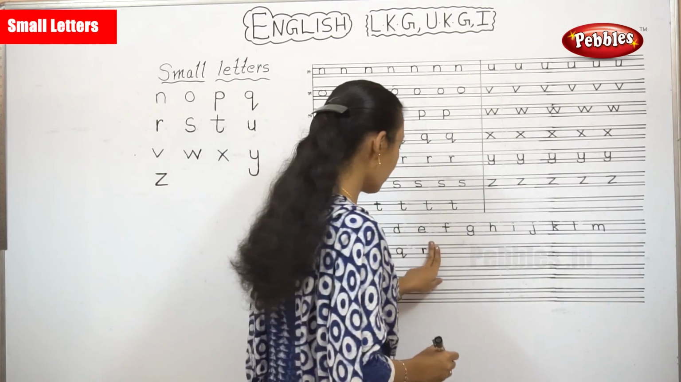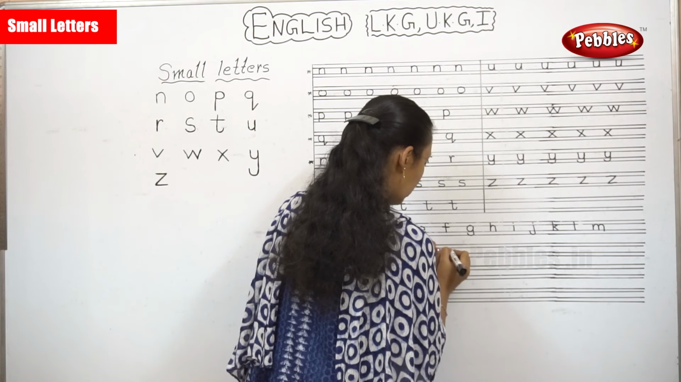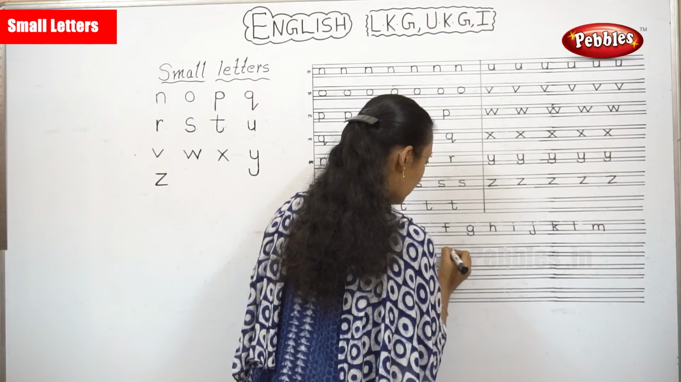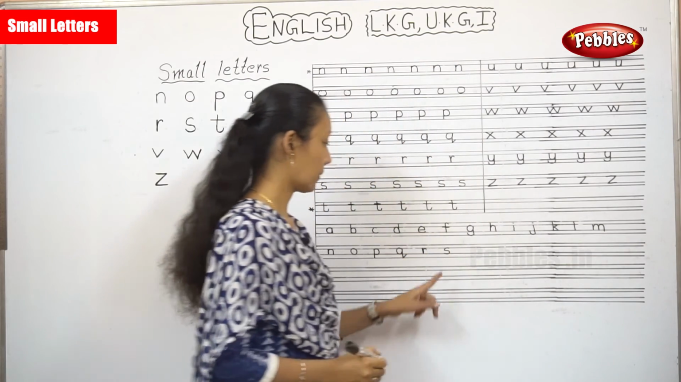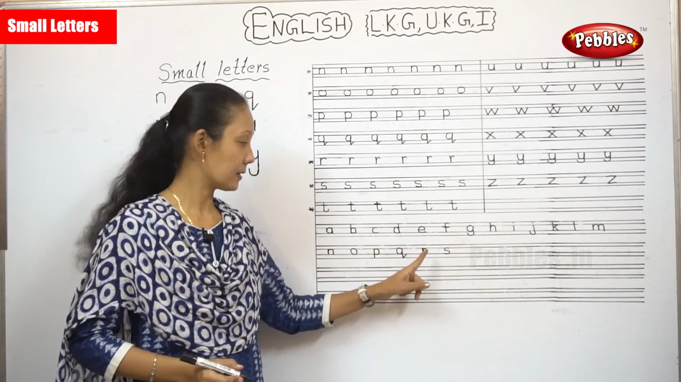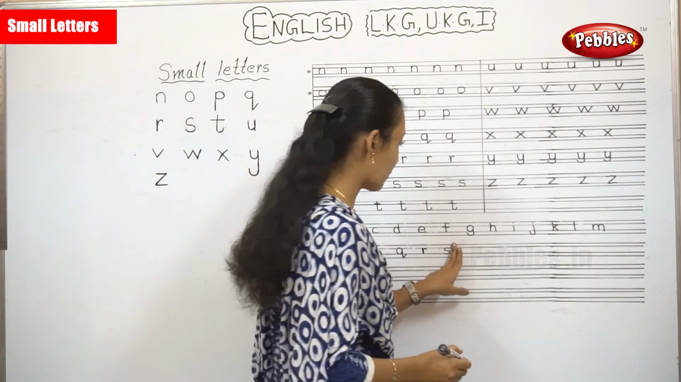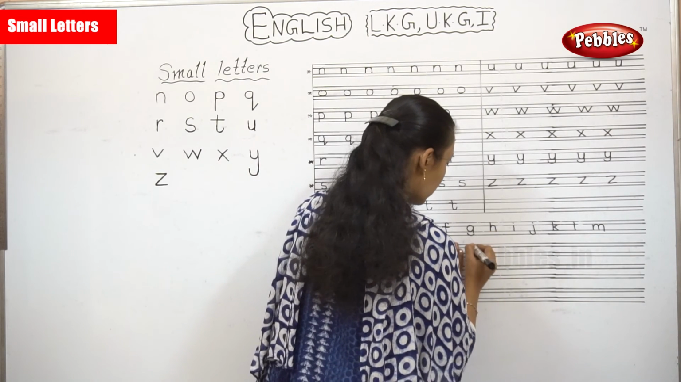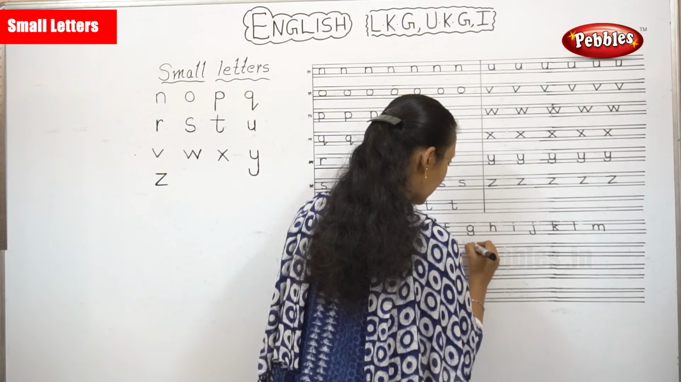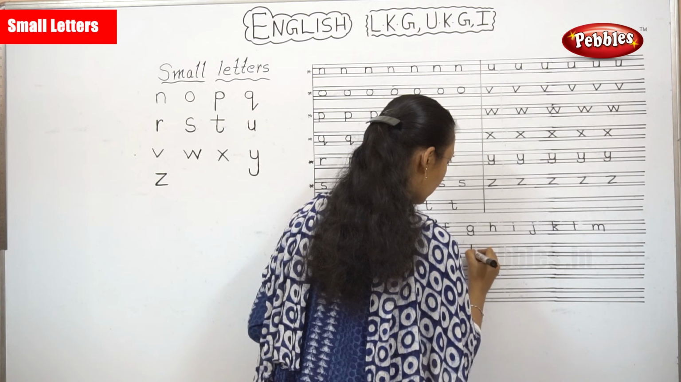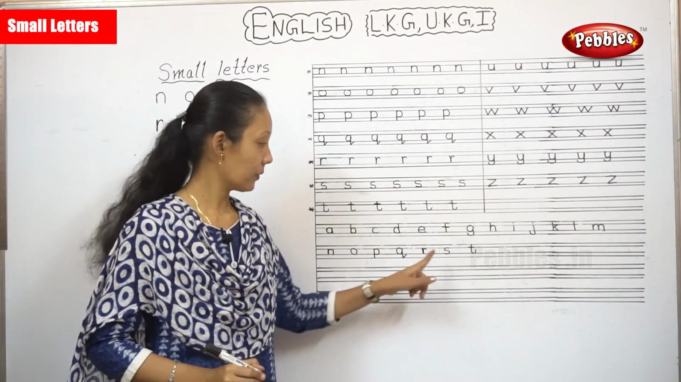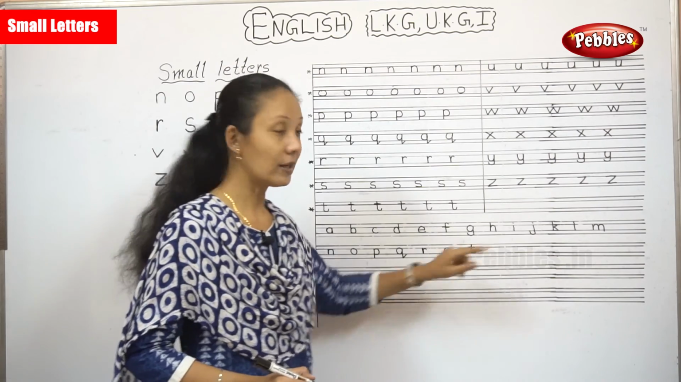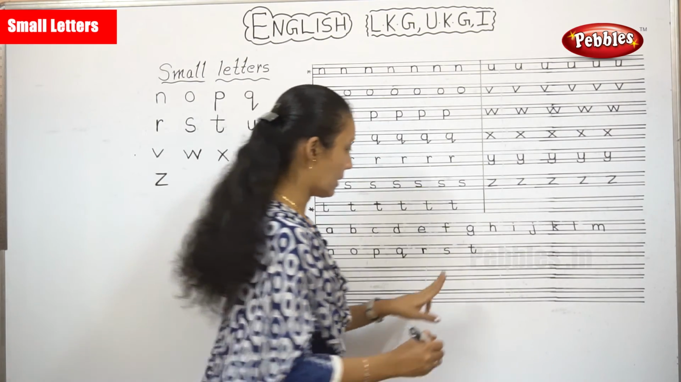Yes, place your finger. Yes, into your two lines you will write small letter S. Small letter S. Now next, after S, small letter T. You will touch the first line, come down, curve up and a sleeping line, small letter T. Now after T, your next alphabet is, yes, U.